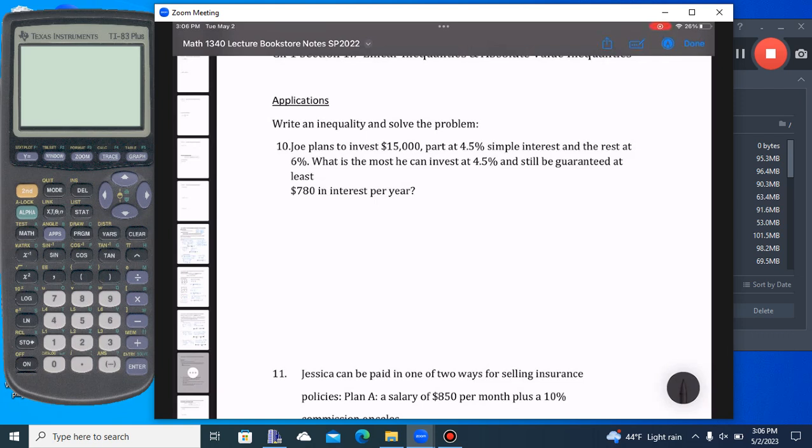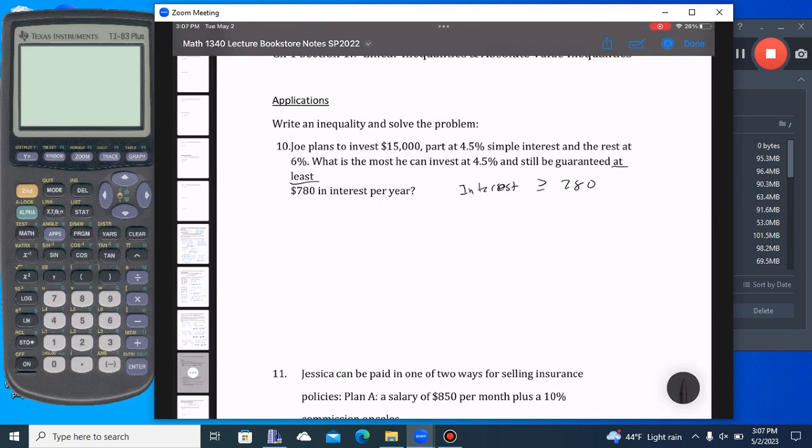So some applications with this. We're going to look at this first one that deals with simple interest. Joe plans to invest 15,000, part at 4.5% simple interest and the rest at 6%. What is the most he can invest at 4.5% and still be guaranteed at least 780 interest per year? So the interest is where your inequality is. That has to be greater than or equal to 780 since it's at least.